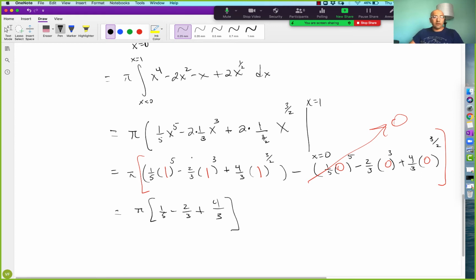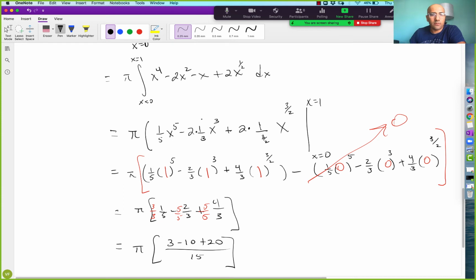Good. Common denominator of 15. So multiplied by 3 over 3, multiplied by 5 over 5, multiplied by 5 over 5, and we end up with pi times 3 minus 10 plus 20 divided by 15. So that's going to be 13/15. Something's wrong. I got something wrong somewhere. That's not the answer here.